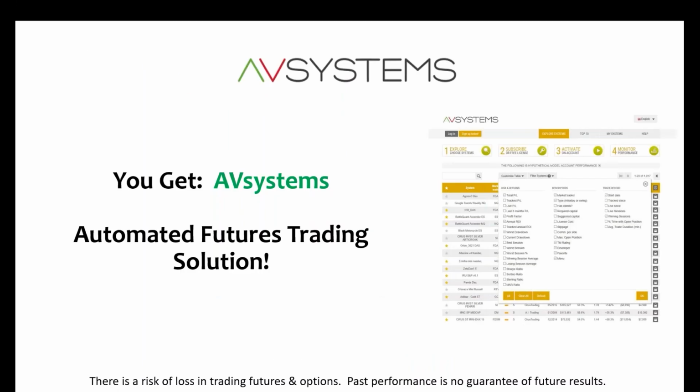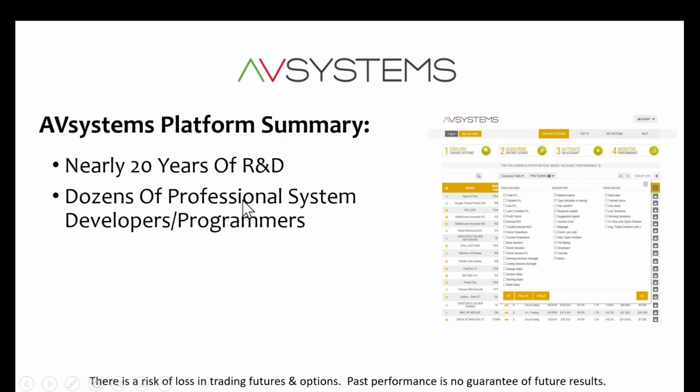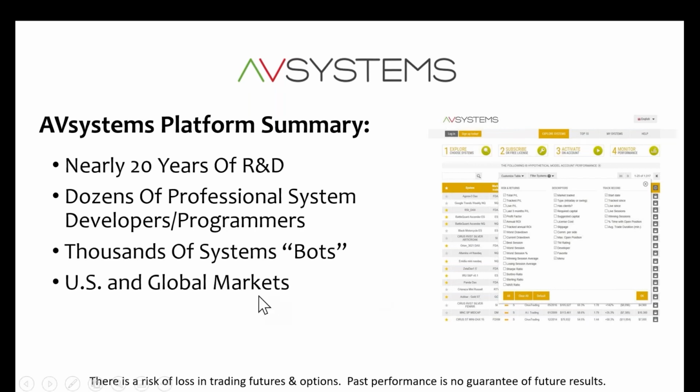And here you go. So here's what you get with your VIP. You get AV Systems. You saw the platform. You saw how effective, powerful, user-friendly it is, having those algos trading for you, being able to search and sort, all that research and development, all of those professional systems done by developers on the platform, thousands of those system robots, was it 1,800 on there? US and global markets. I didn't really focus on that, but there are other markets available other than US. And then there are multiple sectors, of course.